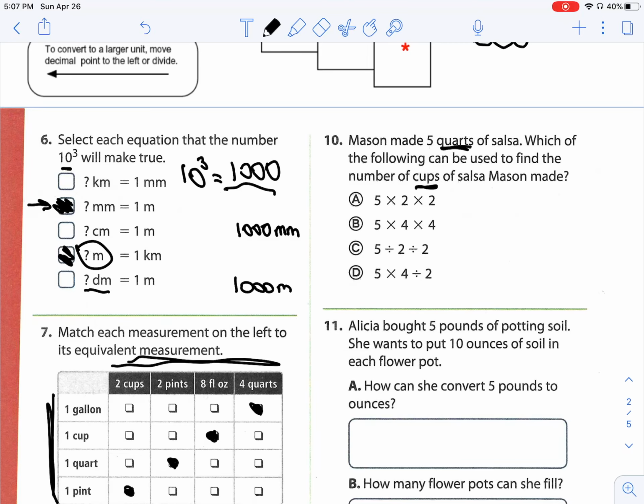Okay, let's take a look, is that what they asked us? Well, what they did is they gave us it by showing you how many pints and then cups. There are 2 pints in a quart and there are 2 cups in a pint. So 5 times 2 times 2, which is the same thing as 5 times 4. So A is the right choice.